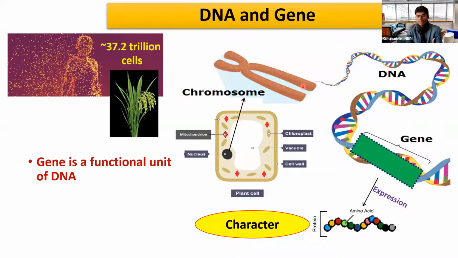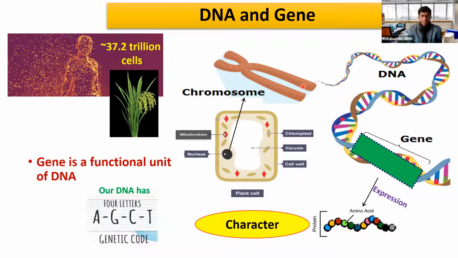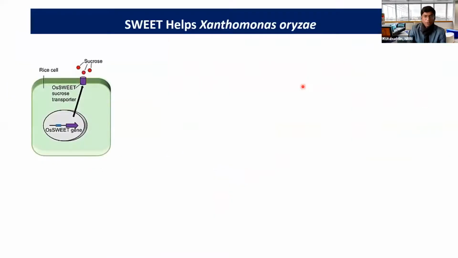Now, what is in the gene or what is in the DNA? The DNA has nothing but 4 different letters, A, G, C, and T, and the sequence of those letters actually makes up the genetic code of an organism, and that controls almost everything in an organism. So if I want to introduce genome editing to you, this is a very good slide to understand. This is a classical example of host-pathogen interaction between rice and the bacterial blight pathogen, that is Xanthomonas oryzae.